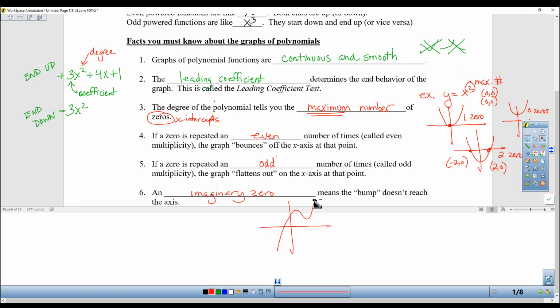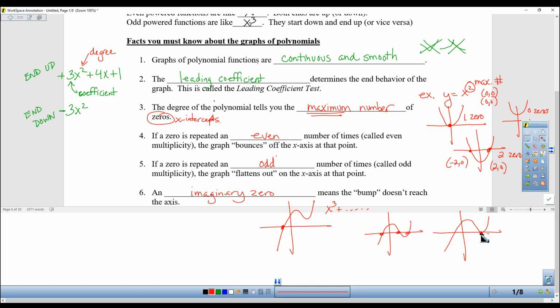So here's a cubic function with only 1 0. It has probably some other parts to it, something x squared. It has only 1 0, even though it's cubic, because this one didn't dip down far enough. A cubic could have 3, but sometimes this bump doesn't come down and hit the axis. Or maybe the bump comes down and just touches the axis, like that.